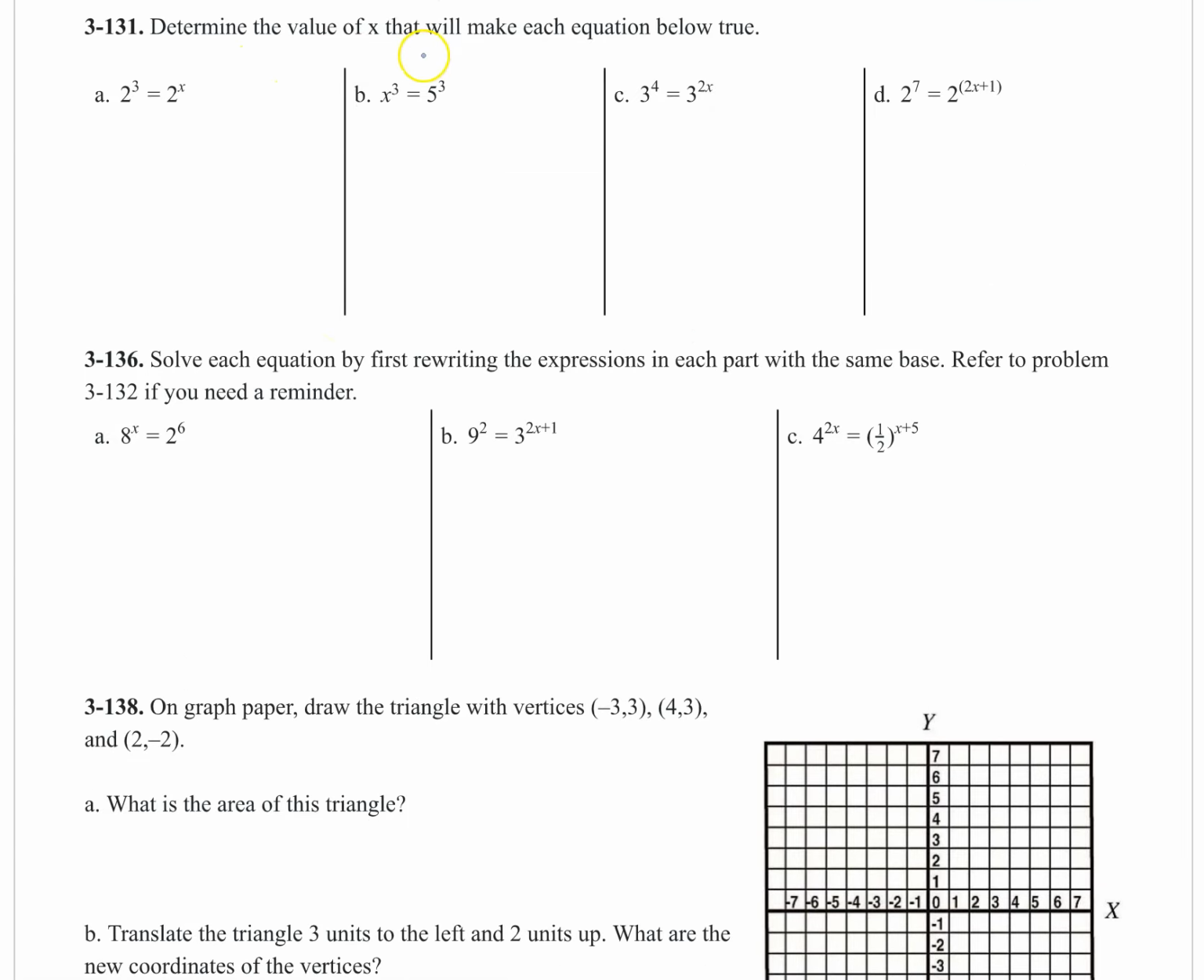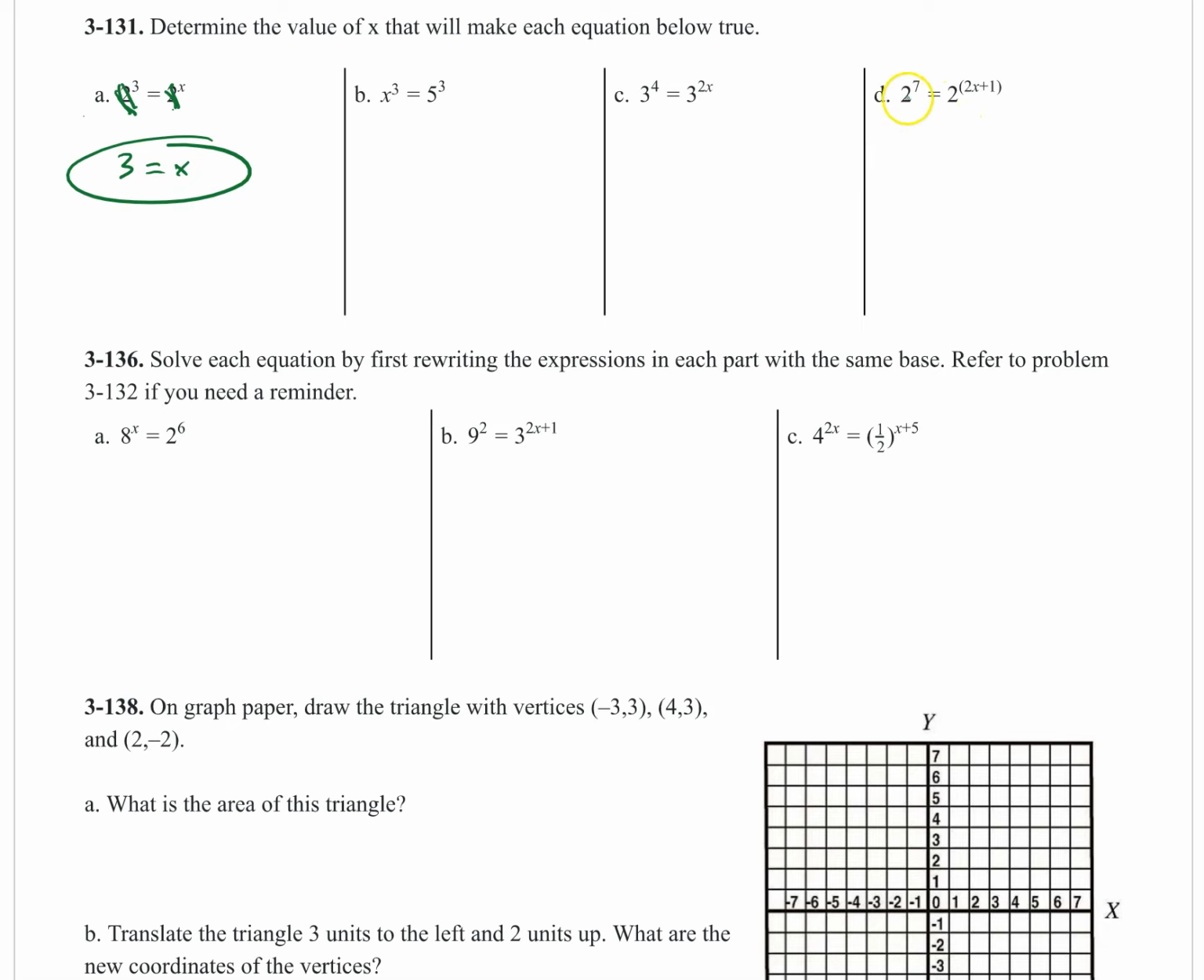131. Determine the value of x that will make each equation below true. These ones, make sure they have the same base on each side. 2 to the power 3 equals 2 to the power x. They have the same base. So you can cross them off and set the exponents equal to each other. That was an easy one. X equals 3.